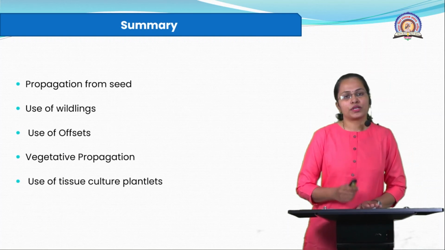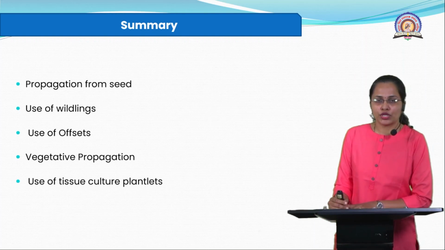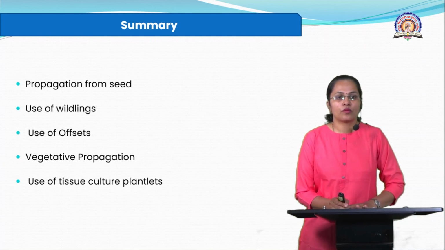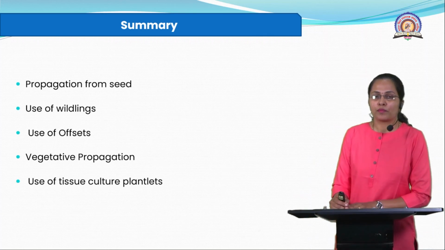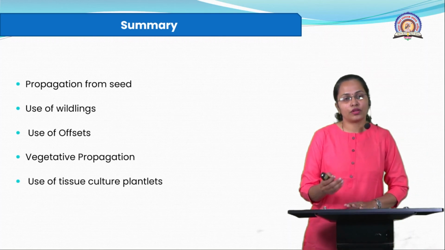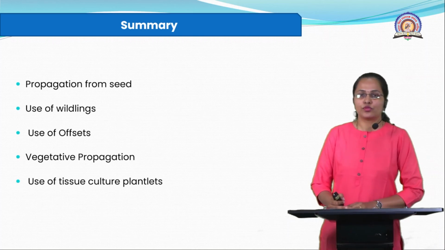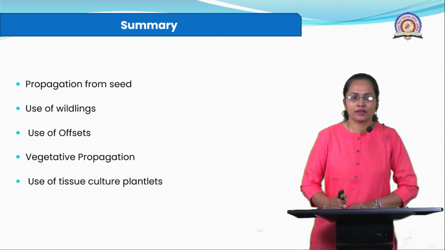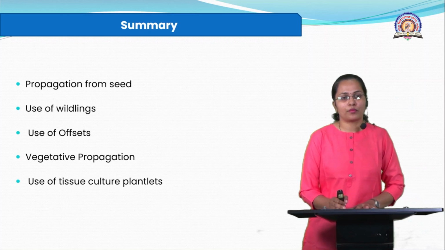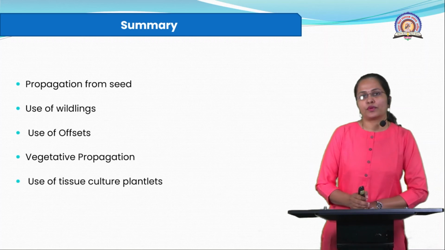Now we'll move towards the summary of the lecture. In today's lecture we have seen what propagation of bamboo is, how the plantlets of bamboo are produced, and what the types of propagation of bamboo are. We have seen propagation from seed, then use of seedlings, then use of offsets, then vegetative propagation, which is the most popular method for the production of bamboo plantlets, and finally use of plant tissue culture technique for the production of plantlets.